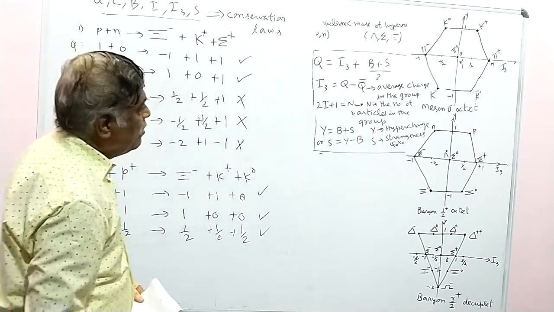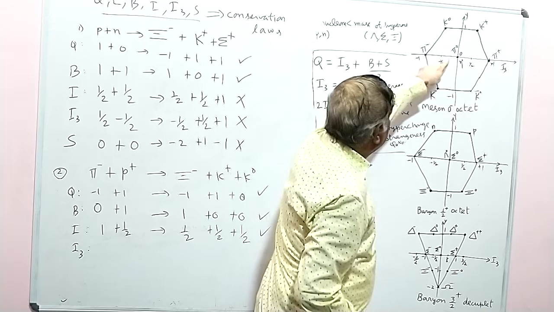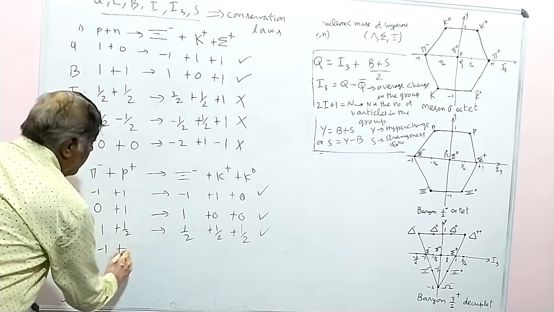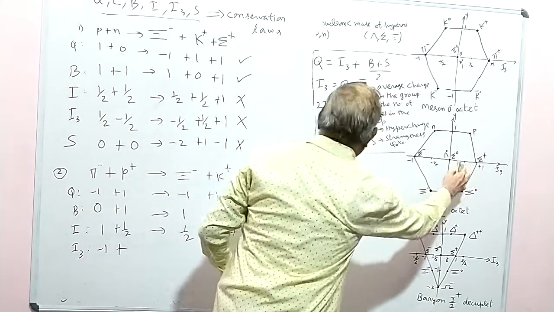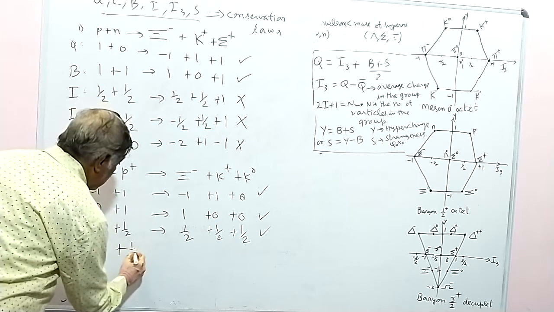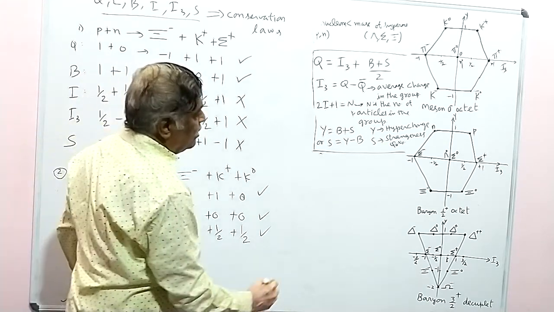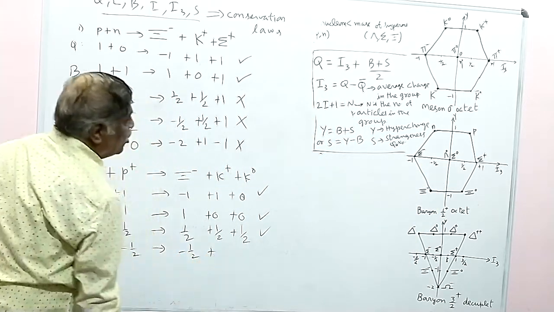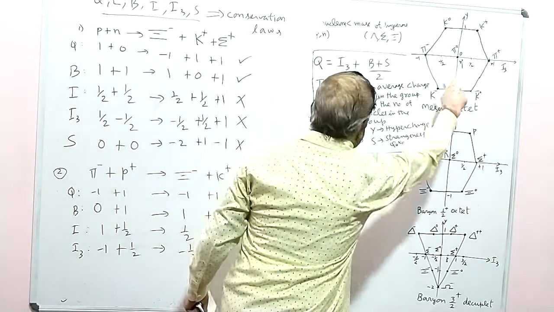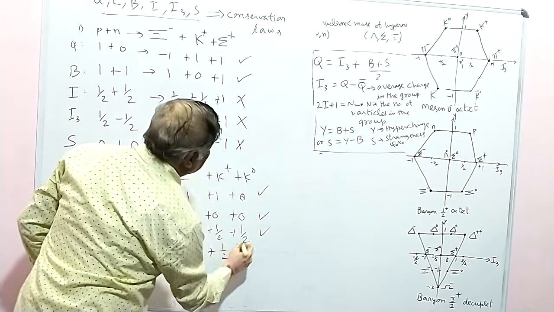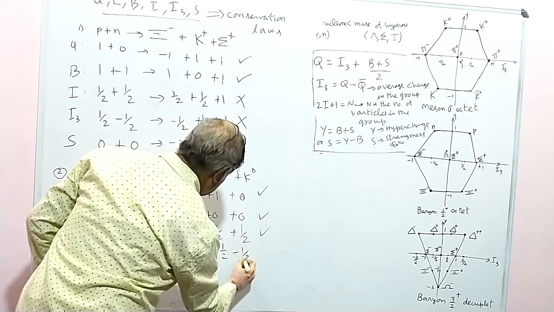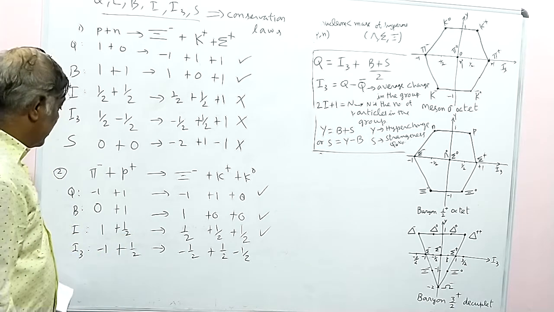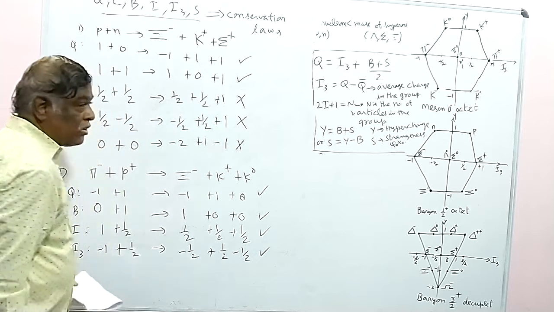I3, what is pi minus for I3? This is your I3 axis, so pi minus is minus 1. So this is minus 1. For p plus this is half. So this is half. Psi minus, this is minus half. Plus, what is k plus? For k plus it is plus half. K0 is minus half. So the right side minus half, left side is minus half, so delta I3 is also conserved.